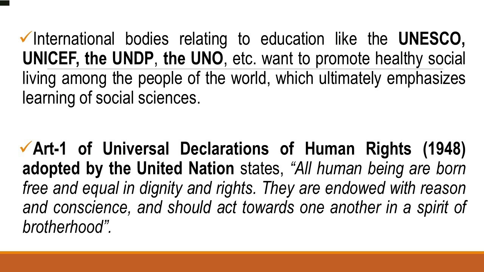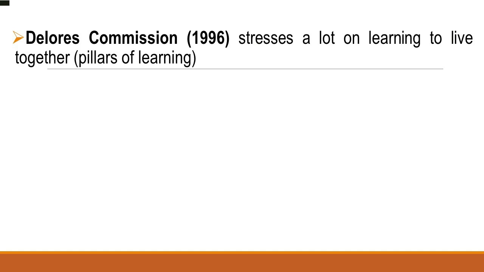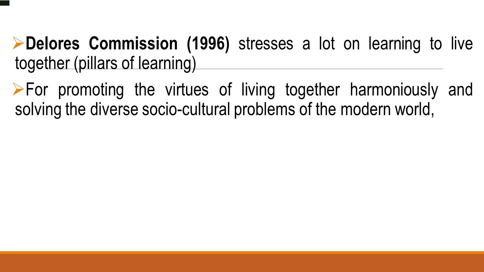If you look at this explanation, the primary purpose is to avoid another conflict, another world war between countries. To promote healthy social living, the Delors Commission stresses a lot on learning to live together. This is one of the pillars of learning, aside from learning to do, learning to be, and learning to know. The purpose is to promote the virtues of living together harmoniously and solving the diverse socio-cultural problems of the modern world.